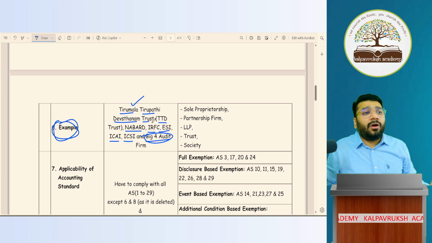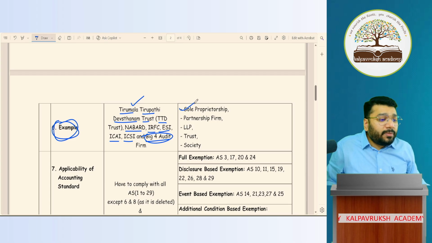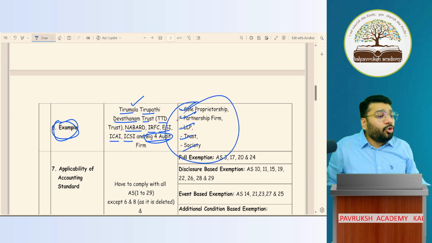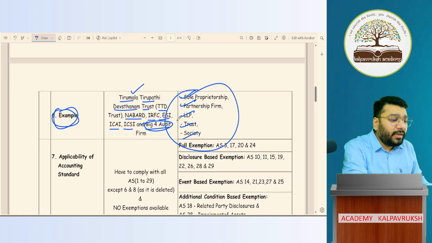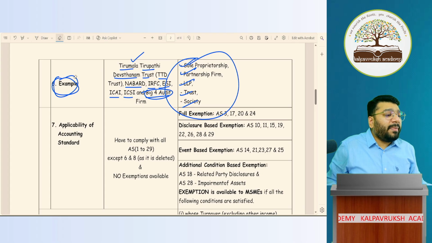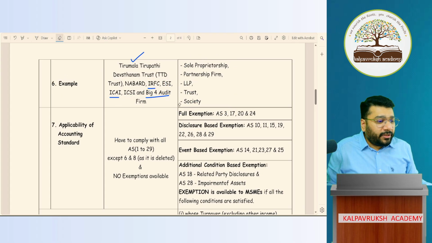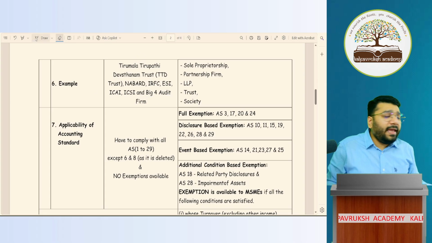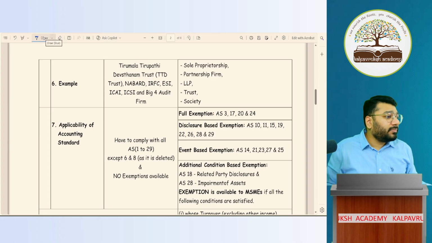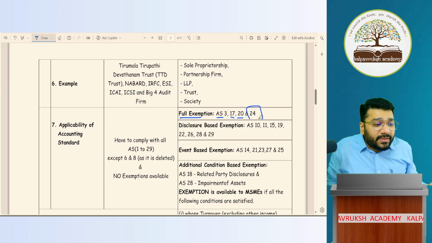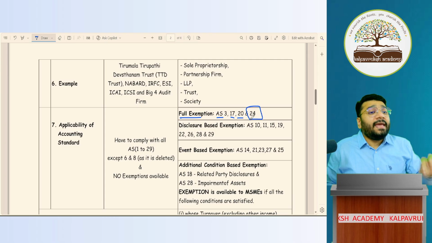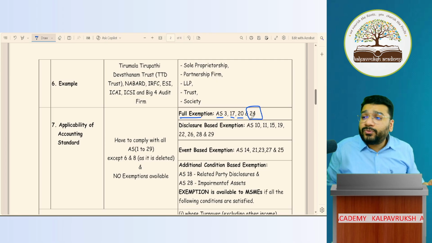Then other examples for MSMEs: sole proprietorship concerns, partnerships, LLPs, trusts, societies, who are satisfying those 5 conditions. Now, sir, if I'm an MSME, what is the advantage here? The advantage is that you need not follow all AS. You have some exemption. First is full exemption. Like corporates, here also AS 3, 17 and 20 are exempted. Plus there's a new AS exempted here, which is accounting standard 24. AS 24 also has full exemption.